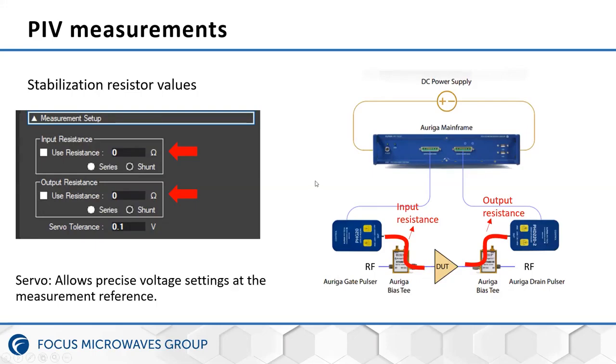Another method of doing similar measurements that our software allows is called servo. Servo is basically an iterative process, which allows very precise setting of voltages at your measurement reference plane. When the user sets a target value, it will be measured by the digitizer, and if it does not meet the target value, the software will reiterate and adjust the power supply so that it meets the target value at the measurement reference plane.